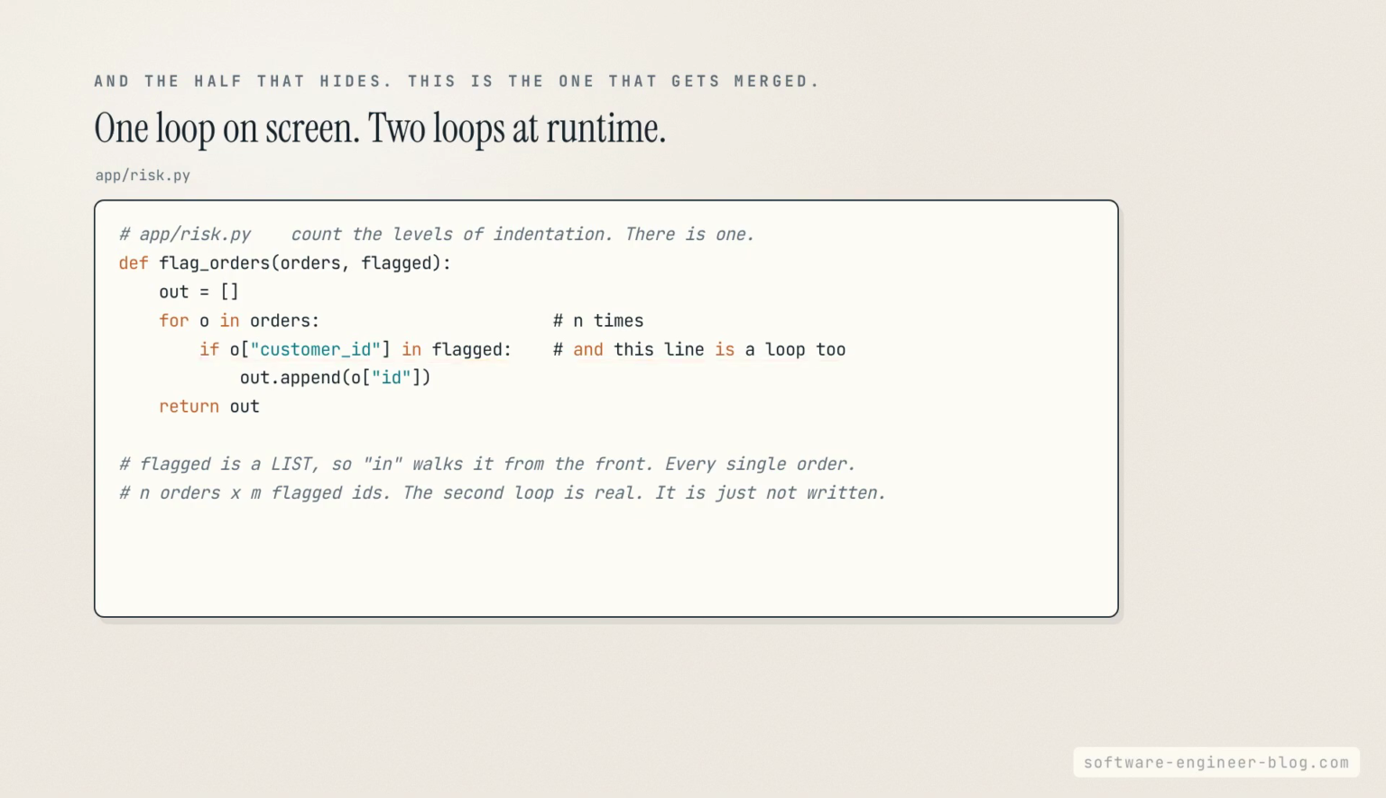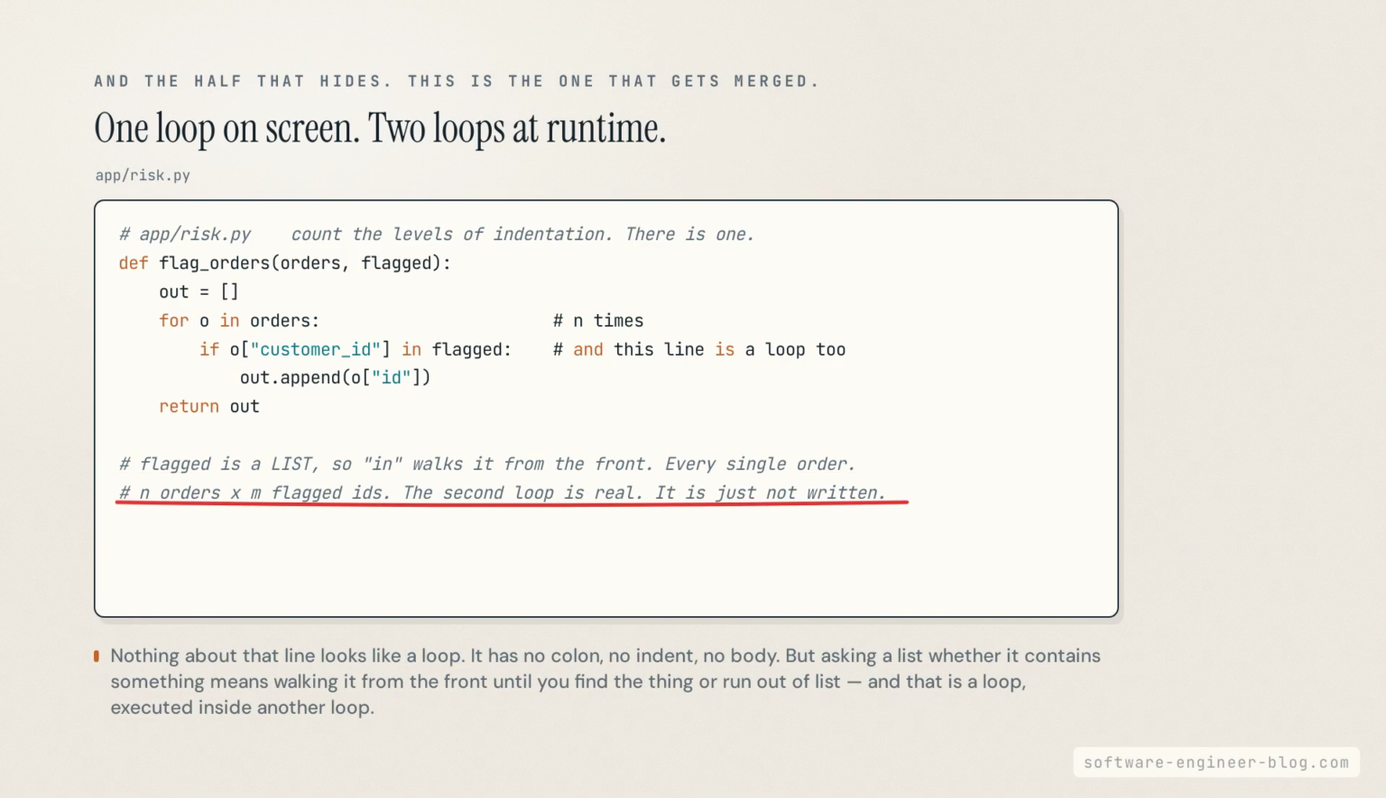But flagged is a list, and asking a list whether it contains something means starting at the front and walking along it until you find the thing or until you run out of list. That is a loop, and it is running inside another loop. So it is n orders times m flagged IDs. The second loop is completely real. It is just not written down anywhere, which is exactly why it survives code review.